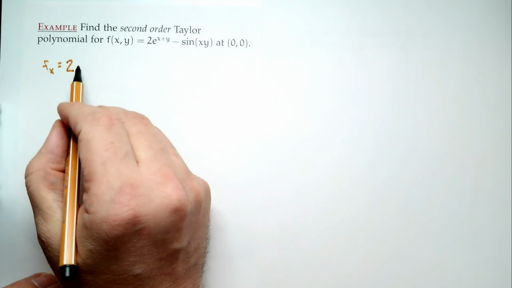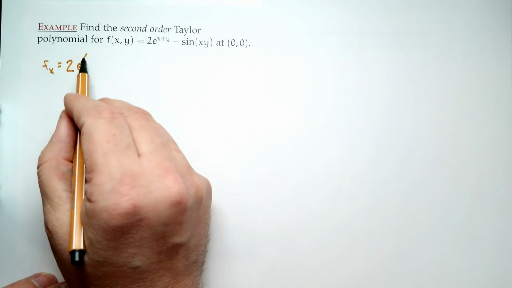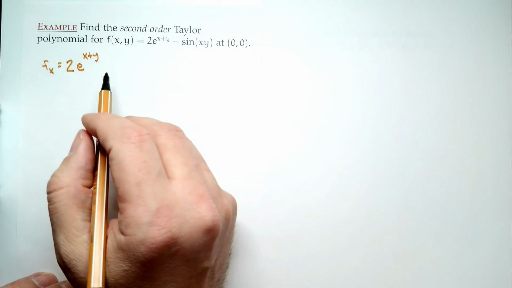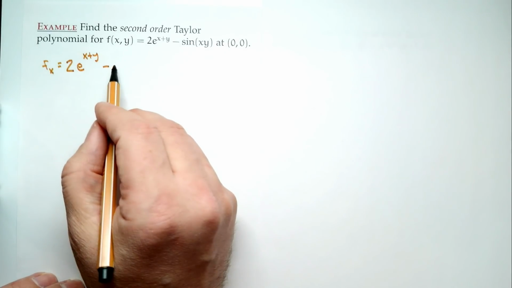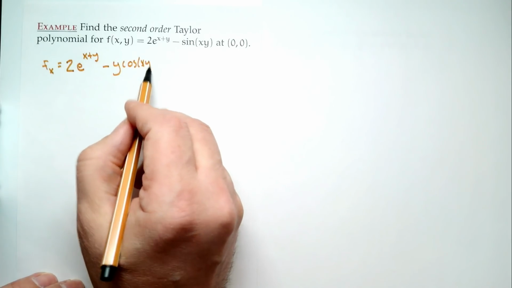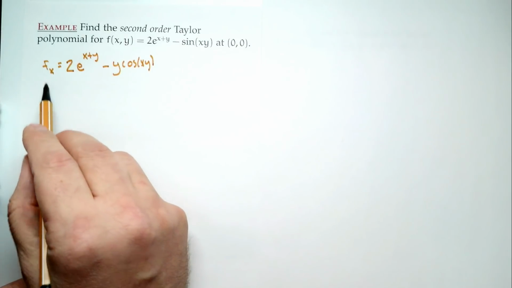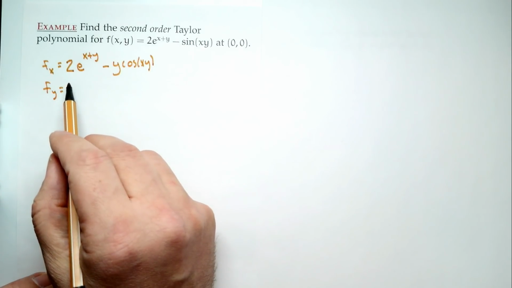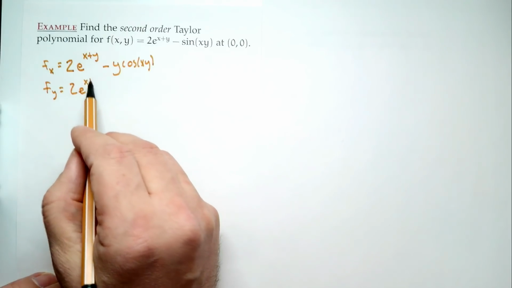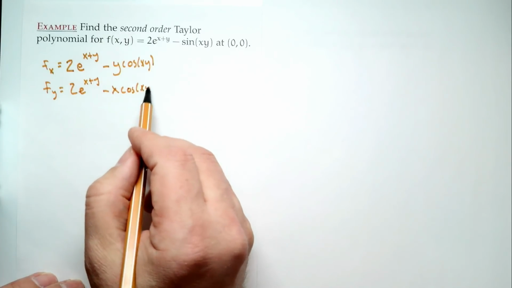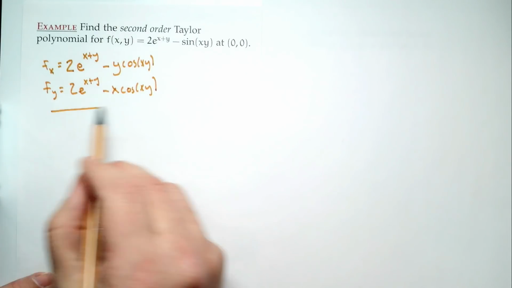x plus y. Well, 2e to the x plus y. And then minus y cosine xy. F sub y will be 2e to the x plus y minus x cosine of xy. Okay, that's my first order terms.